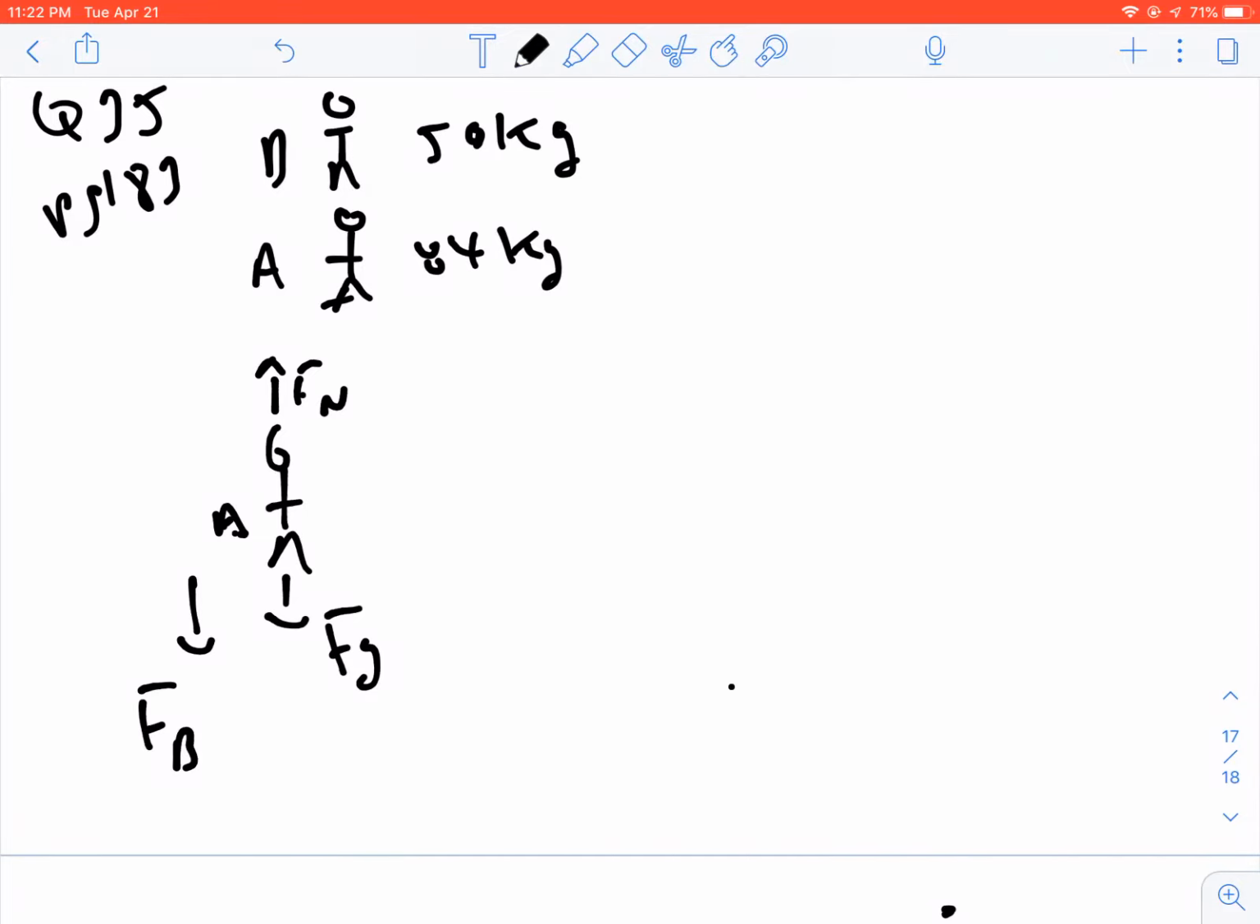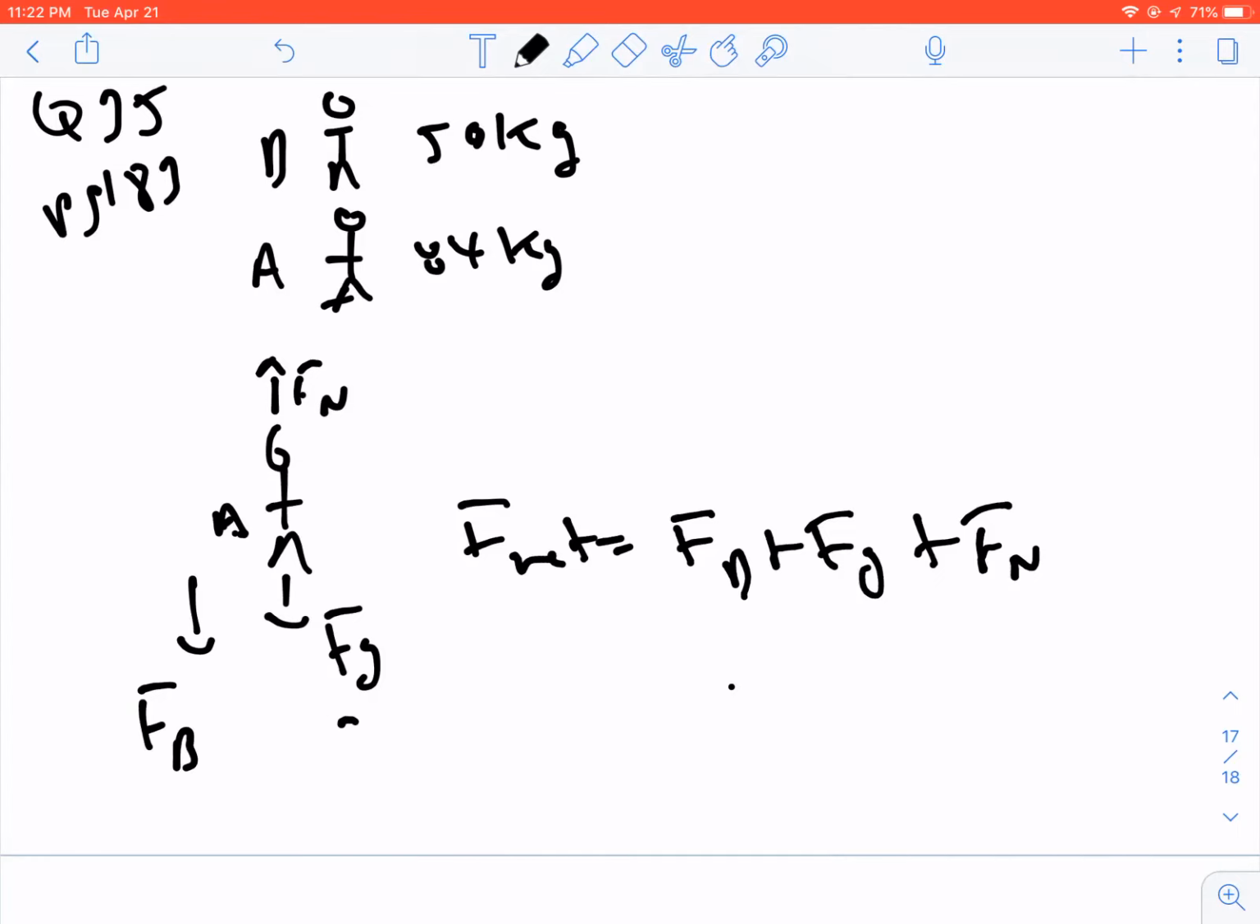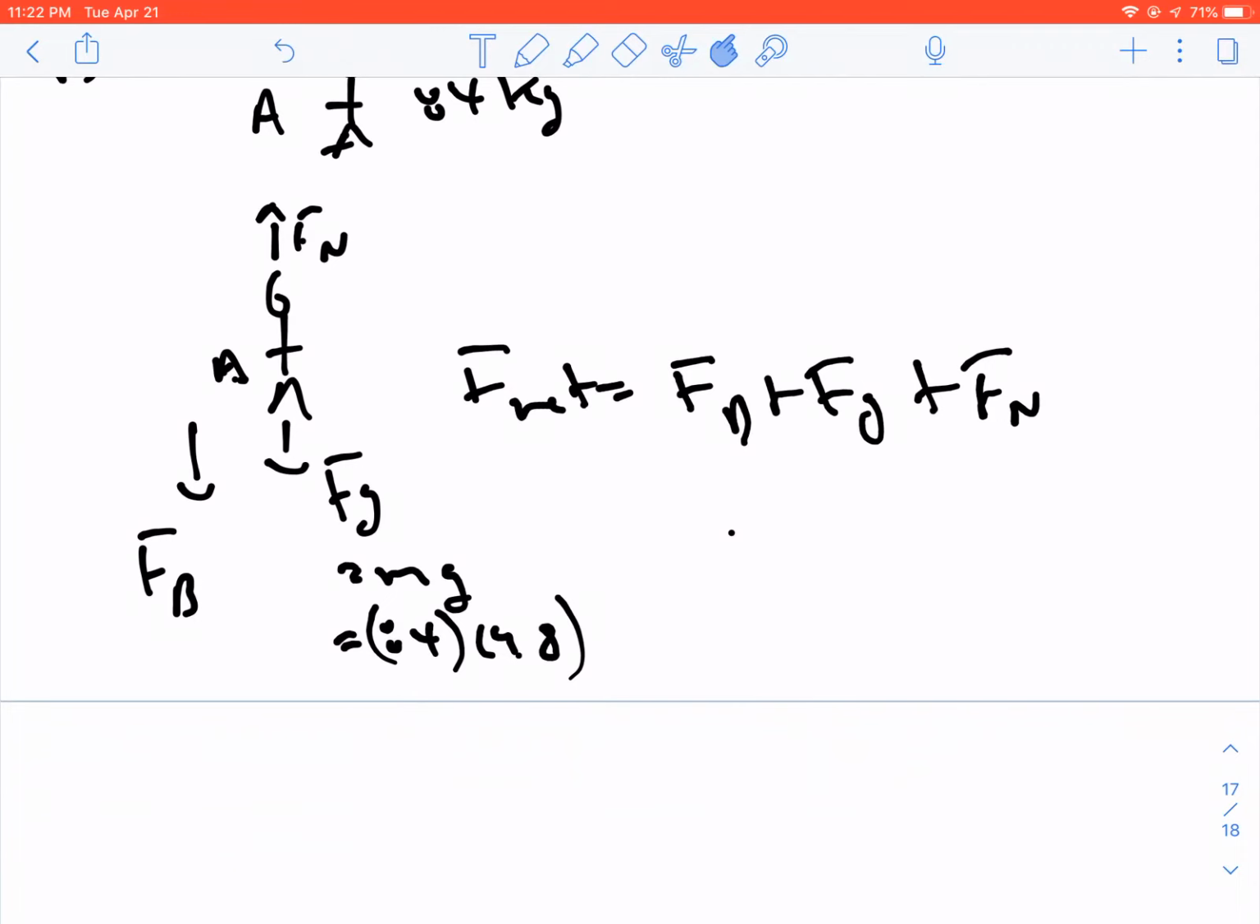Now, if I do an F net equals, what are the three forces? FB plus FG plus Fn. Those are the three forces. Now, I know that the force of gravity acting on this person is their m times g. They are 84 kilograms times 9.8. Just move this up a little bit. And I'm getting a downward force of 823 newtons.